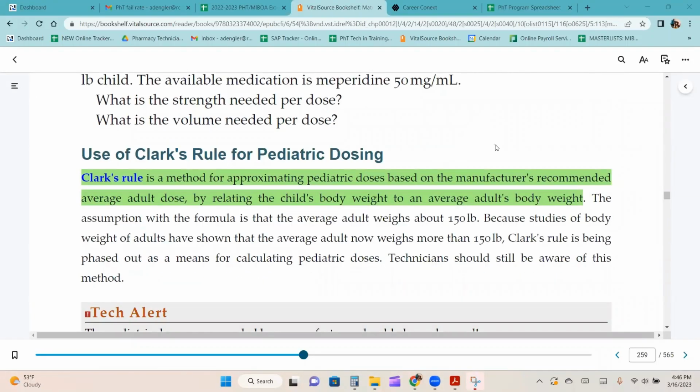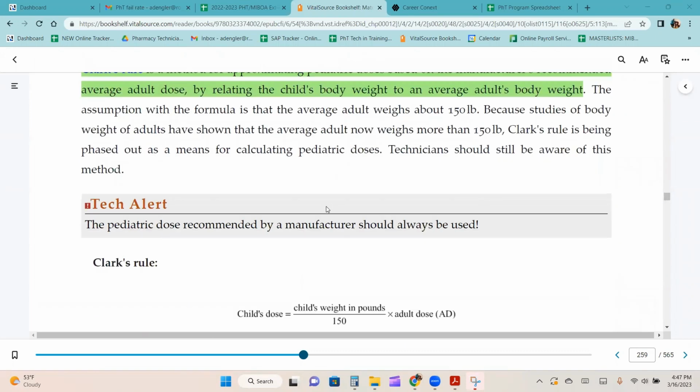Clark's rule is a method for approximating pediatric doses based on the manufacturer's recommended average adult dose by relating the child's body weight to an average adult's body weight. The assumption with the formula is that the average adult weighs about 150 pounds, which we know is probably not necessarily true now. Because studies of body weight of adults have shown that the average adult now weighs more than 150 pounds, Clark's rule is being phased out as a means for calculating pediatric doses. Technicians should still be aware of this method.